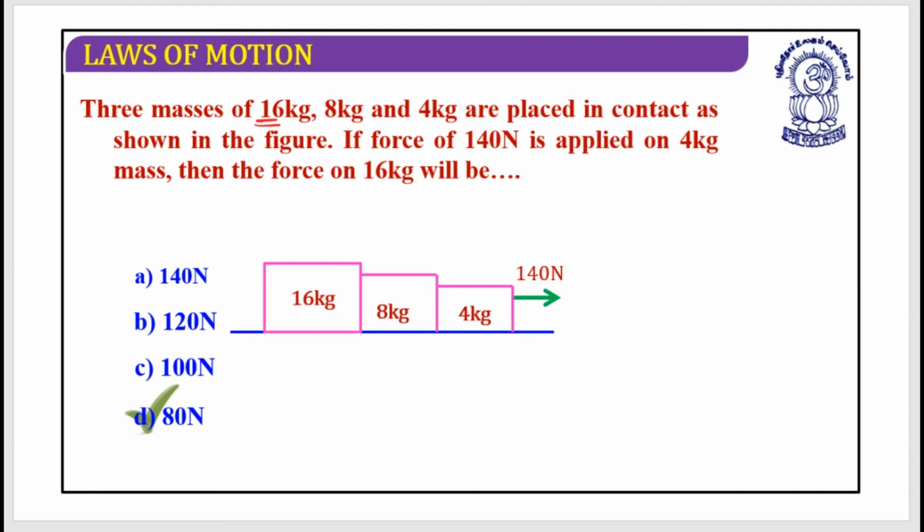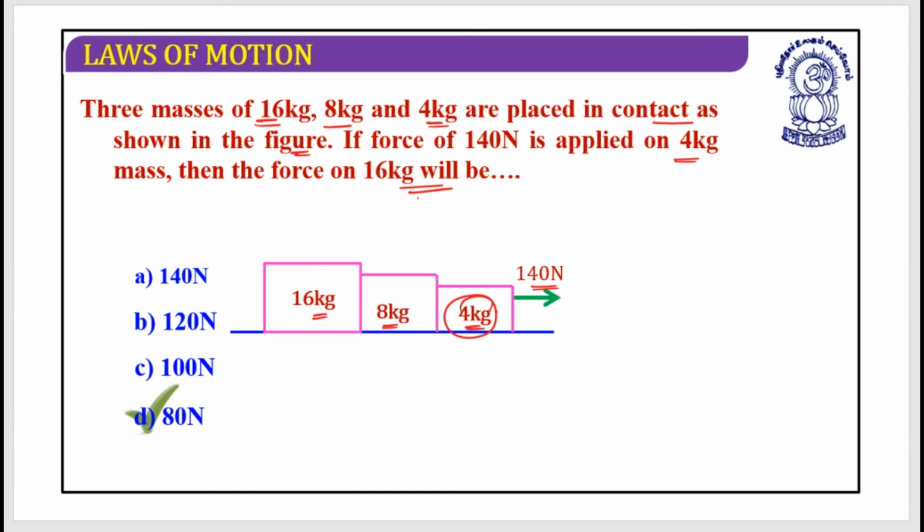Three masses of 16 kg, 8 kg and 4 kg are placed in contact as shown in the figure. A force of 140 Newton is applied on the 4 kg mass. Then the force on the 16 kg will be... These 3 blocks are attached with each other, and you have applied 140 Newton of force to the 4 kg object. You need to find out the force on the 16 kg.